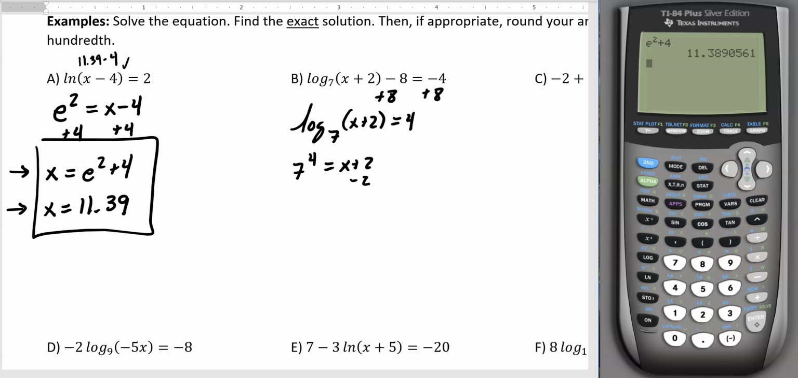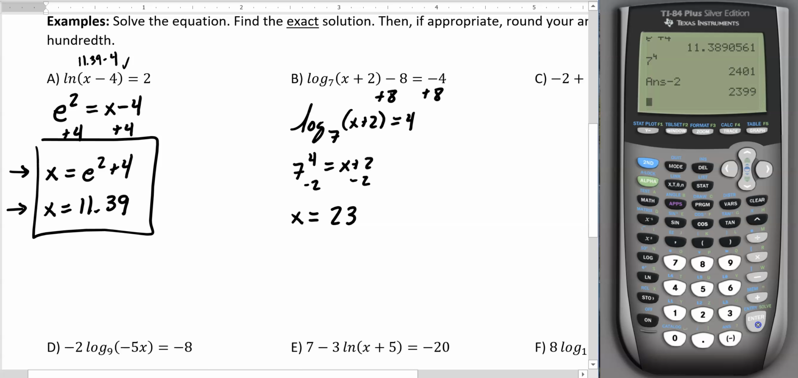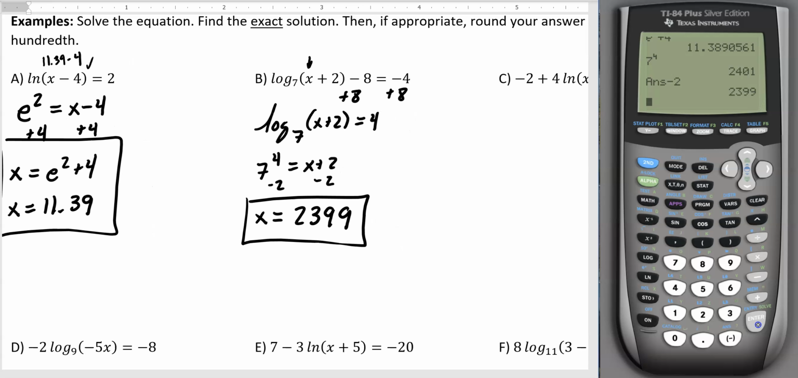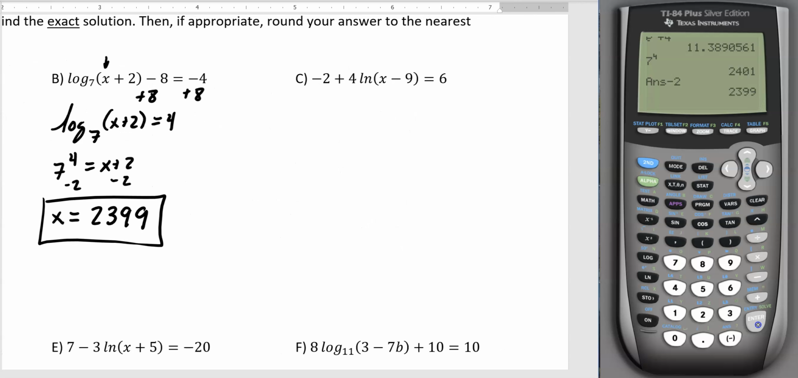When I subtract 2 from both sides, I can say x equals, what is 7 to the 4th power? It is 2401. And then I subtract 2, 2,399. That would be my answer here. That is the exact answer, and we don't need to round because it's already exactly an integer. If I plug it in for x up here, I definitely get a positive value. It checks out.